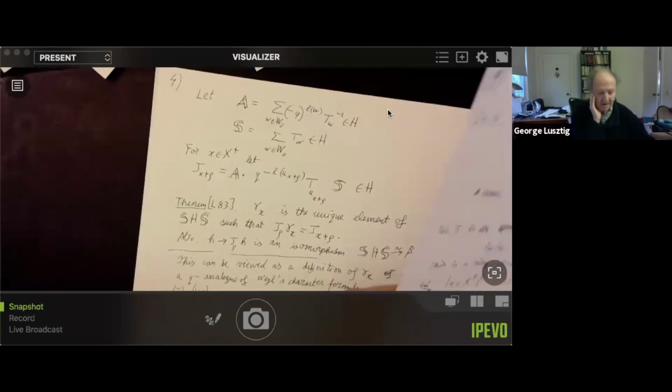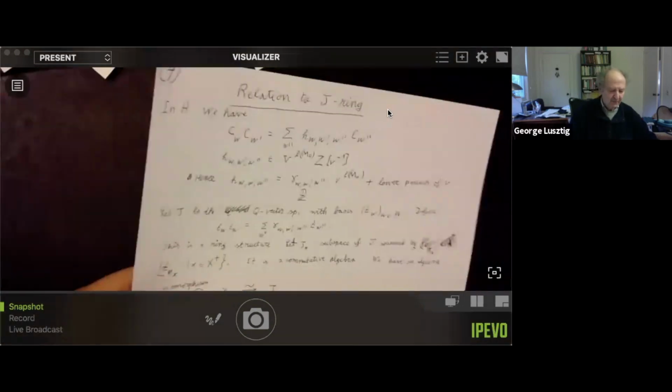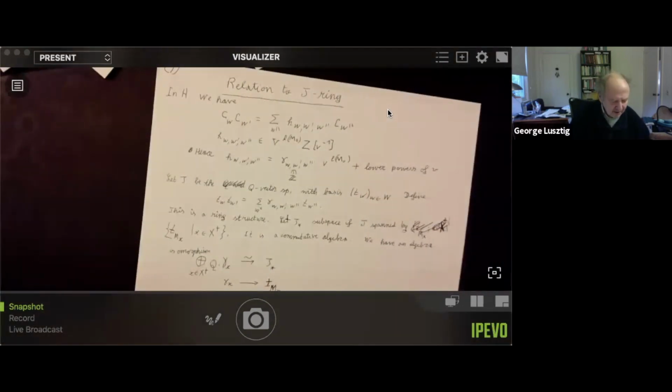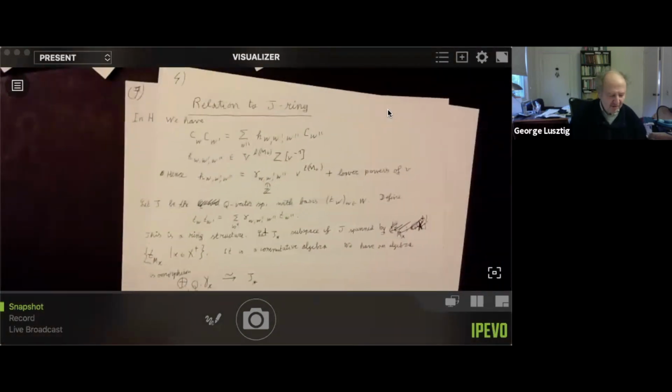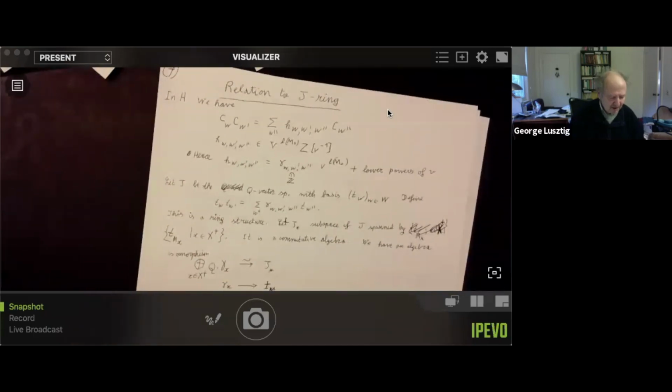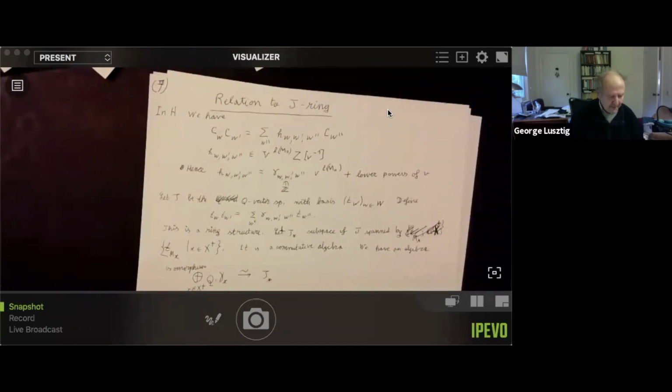Okay. So next thing I want to explain is something which is not in my paper. It's something which I understood more recently: how what I talked about before is related to the J ring. So I want to recall what the J ring is.